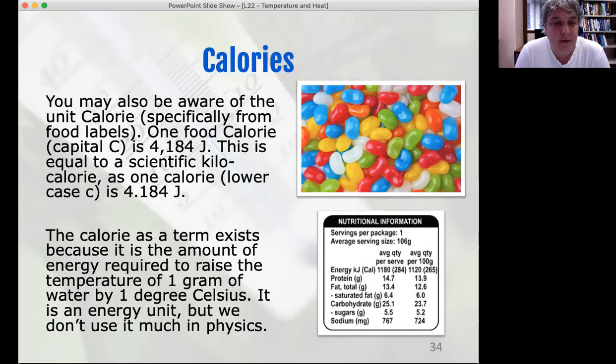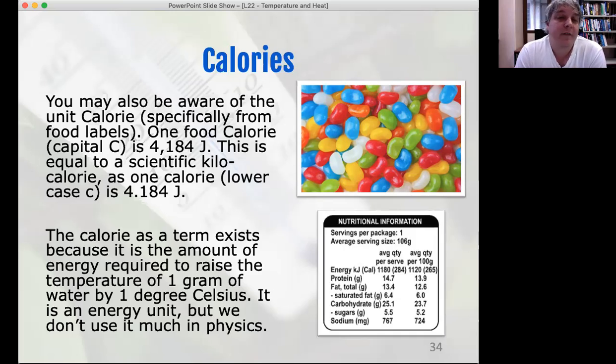That's one thing to be aware of. But the calorie, lowercase c calorie, is the amount of energy needed to increase the temperature of 1 gram of water by 1 degree Celsius. So if you just take 1 gram of water, so that's 1 mil of water, one tiny little amount of water, and you give it 4.184 joules of energy, then its temperature will increase by 1 degree Celsius or 1 Kelvin. As I said, we don't use this term much in physics, but this idea is something that we'll expand on in just a moment.